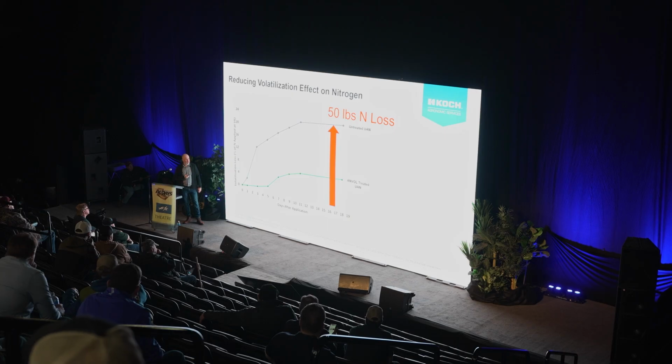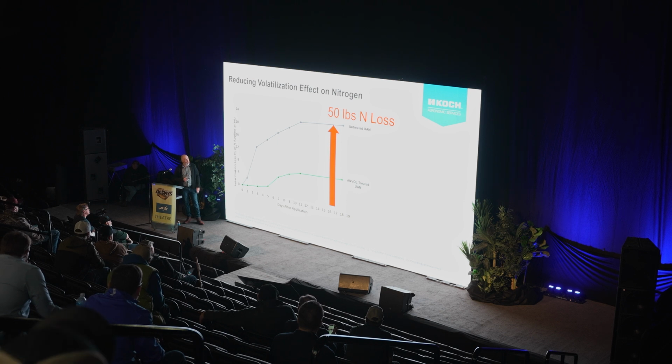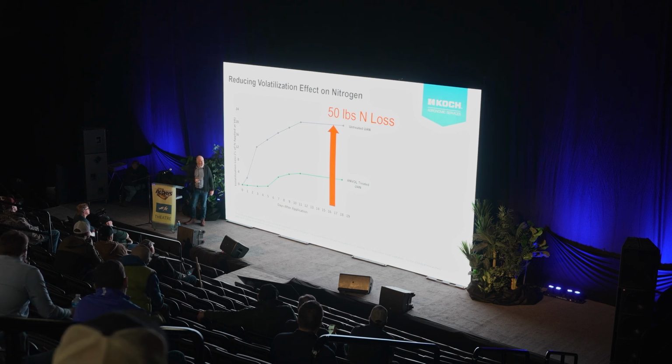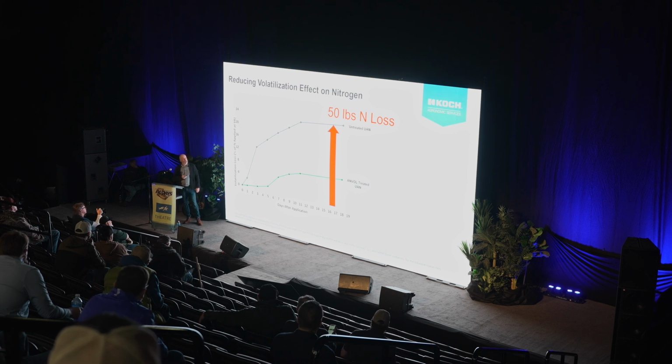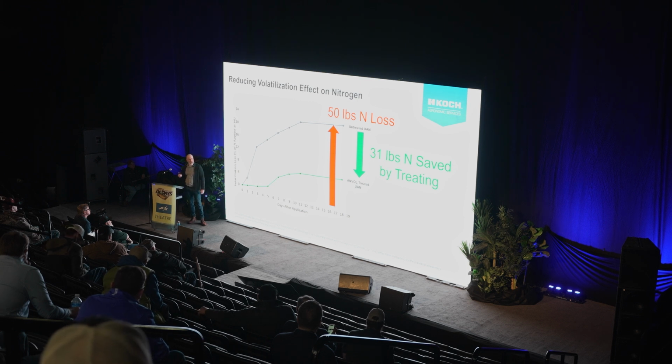I'll skip that one. So basically, this is looking at the UAN loss and what that means now. Going back to volatilization, in terms of total nitrogen, if we look at that from a UAN standpoint, at the end of the day we have 50 pounds of nitrogen loss potentially just through volatilization after application. And then by treating it, we can get to the point where we've saved 31 pounds. That's what I talk about when we can start to take different sources and utilize different products.